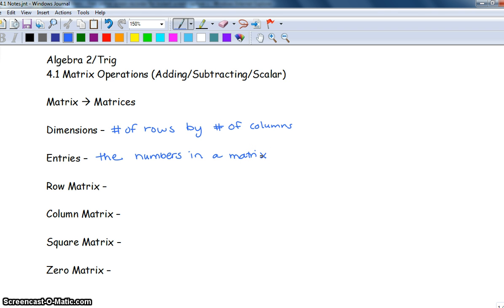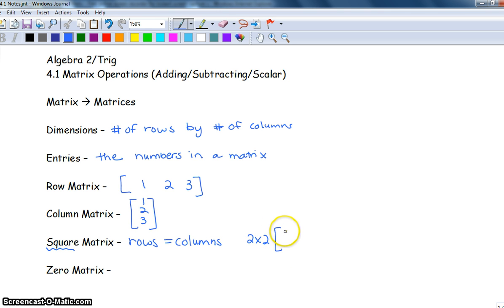And if you have a row matrix, just know that rows go across. So this would be a row matrix. And a column matrix, columns go up and down, so a column matrix would be going up and down. And a square matrix, think about the word square. If it is a square, that means that you have the same number of rows as you do columns. So if you had a 2 by 2, that would be a square matrix.